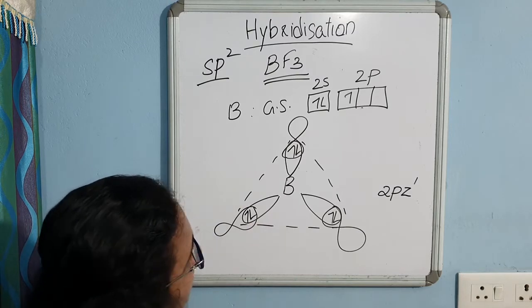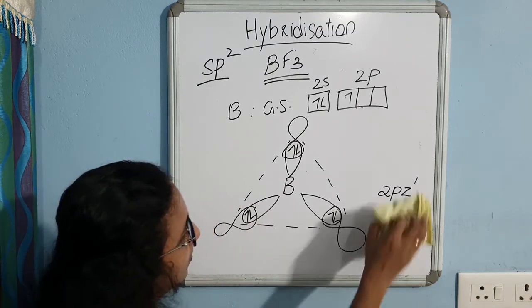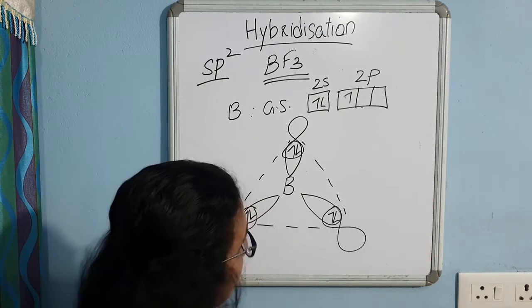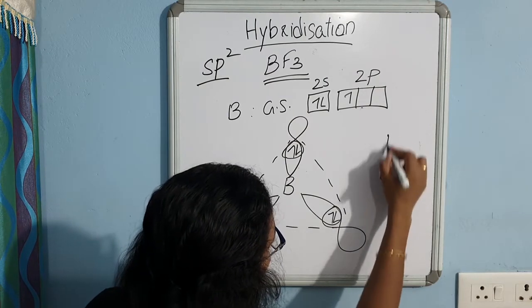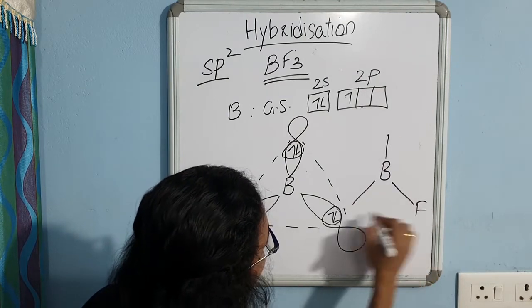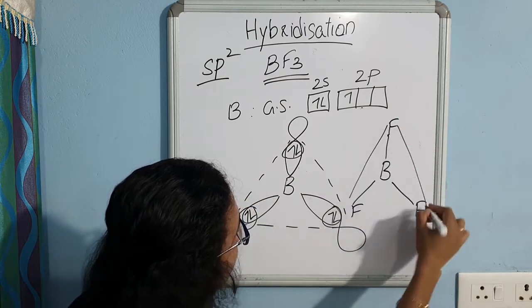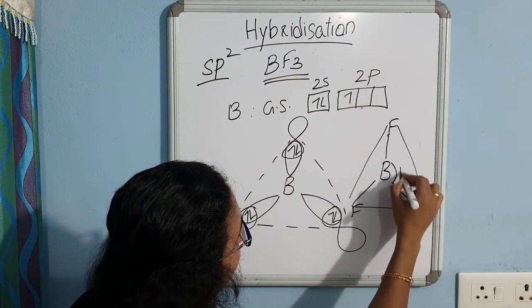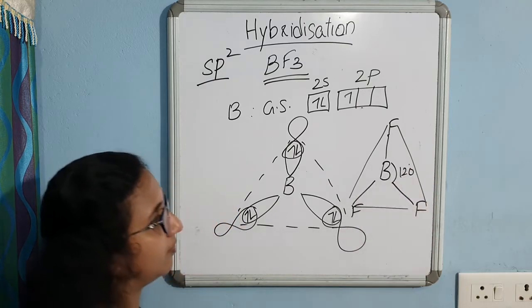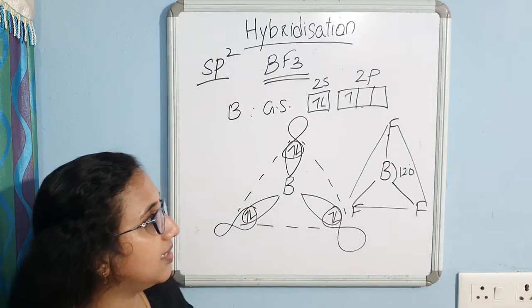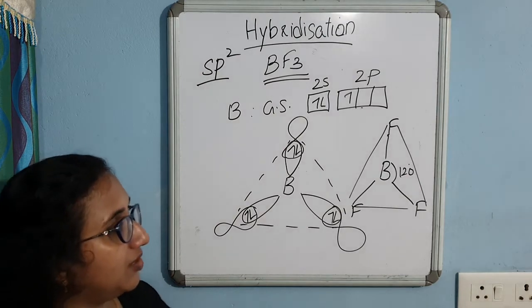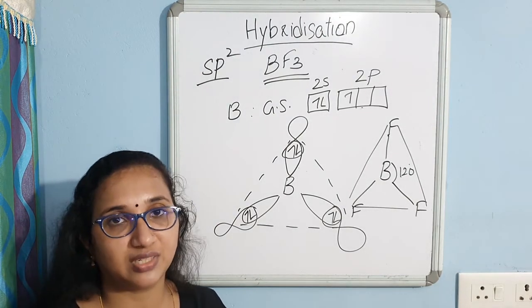So we will get a BF3 molecule with the geometry trigonal planar. BF3 is having a geometry trigonal planar with bond angle 120 degree. Each bond angle will be 120 degree. So this is the sp2 hybridization, and the typical example is BF3 molecule.